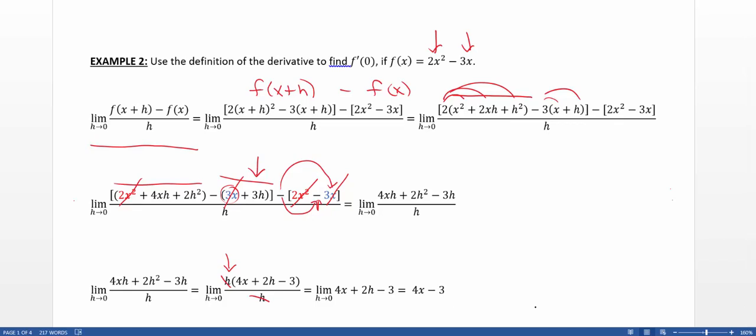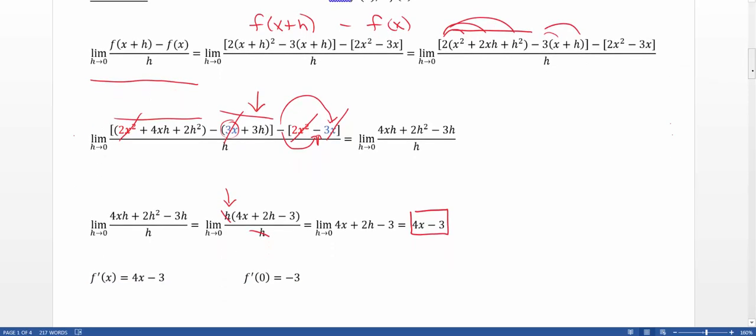So now I have the limit as h goes to 0 of 4x plus 2h minus 3. So again, 2h is a polynomial term. And now that my h is no longer in the denominator, I can let h go to 0 because polynomials are continuous. And so after all my algebraic work is done, I have 4x minus 3. So remember what we were calculating. We were calculating the derivative, and we can write the derivative as f prime of x. So f prime of x equals 4x minus 3.